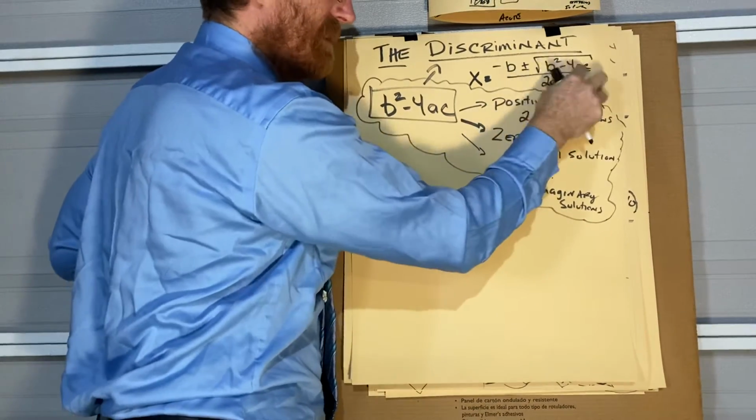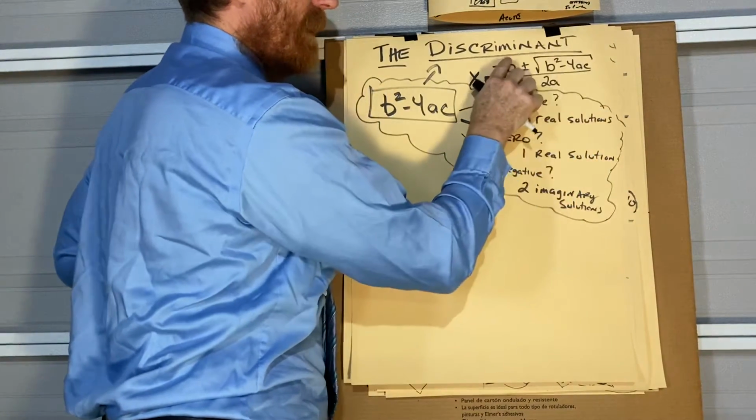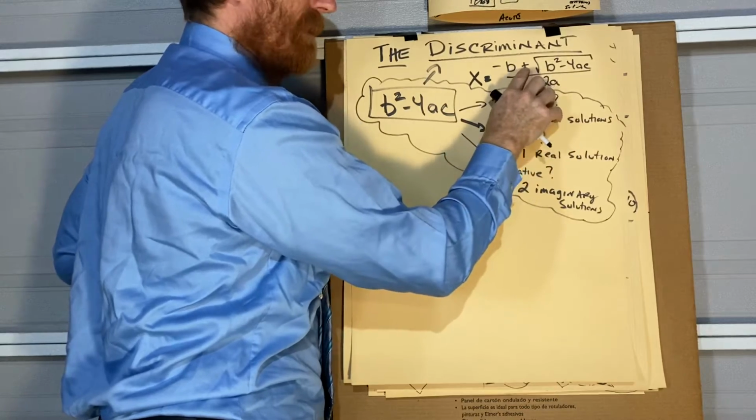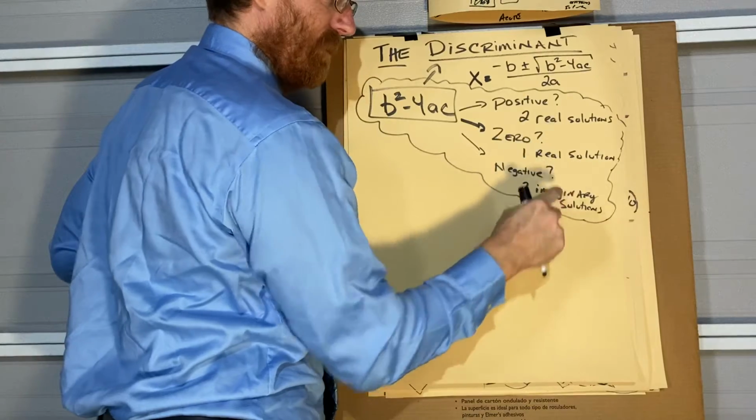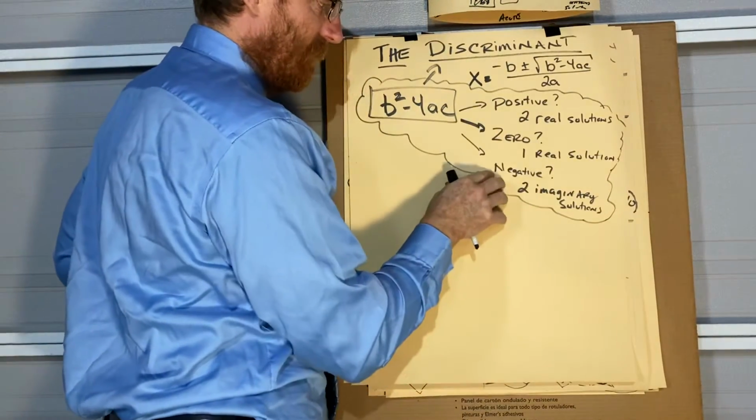If this turns out to be 0 and this whole thing cancels out, you have negative b over 2a. There is no plus or minus anymore because it's plus or minus 0. So that's why you're going to end up with just one real solution. It's called a double root. We'll talk about that more hopefully next week.